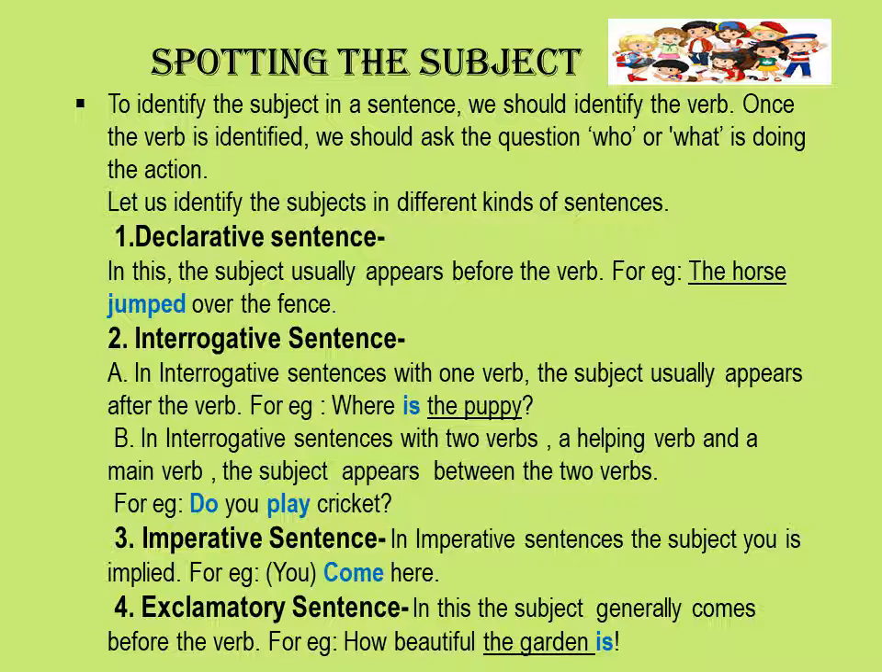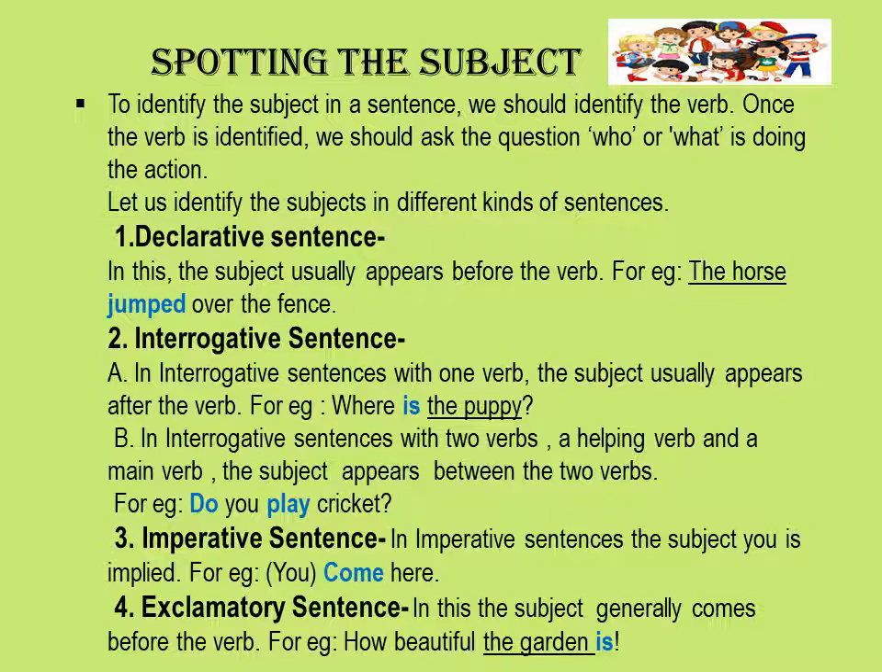For example, the horse jumped over the fence. Now, this is the sentence, the horse jumped over the fence. Now, first let us find out what is the verb here. The verb is jumped. Now, before the verb, what is the thing? The horse. Yes. So, the horse is the subject.